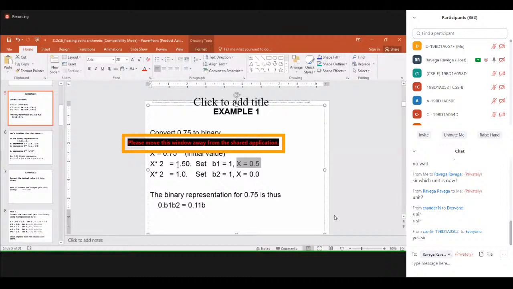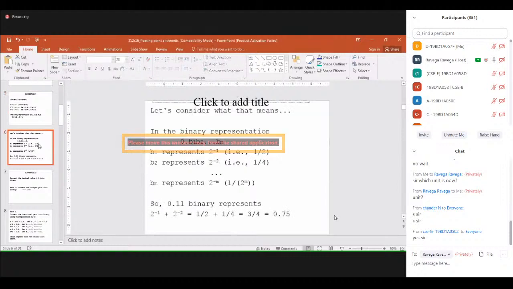In the same way, now the value of x is 1.50. I am taking x into 2, so 1.50 into 2 is 1.0. So this 1 is taken as b2 and this 0 is taken as x equals 0.0. So the binary representation of 0.75 is nothing but 0.b1 b2. What is b1? 1. What is b2? 1. So it equals 0.11 B. The B here is just the base indicator, you are not having anything here. Hope you understood.